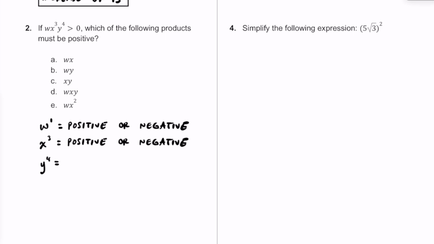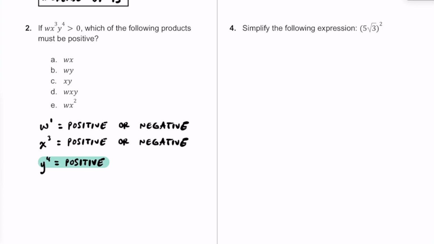Now, differently than the first 2 bases, this y to the 4th power must be positive no matter what, just because if y was a negative number, to the 4th power would be positive, and if y was a positive number, to the 4th power would also be positive 100% of the time.